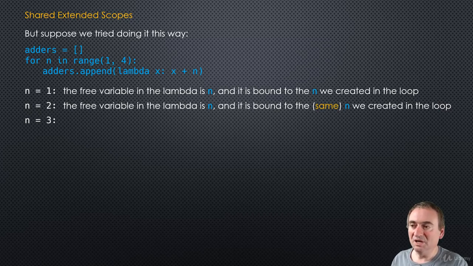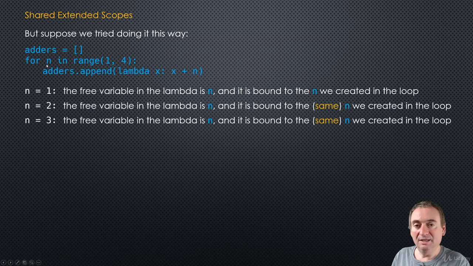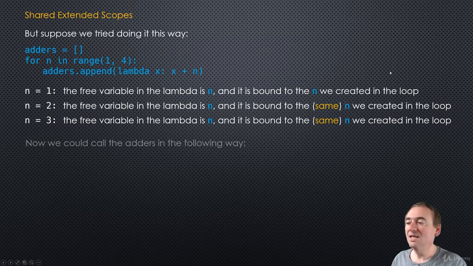And if you do that a third time, same thing happens. It's bound to the same n, which means it's bound to the same cell, but now the cell is pointing to a new value, n equals 3, because we changed the value of n in the external scope, the enclosing scope, to 3. So now we have three closures that each have this free variable n, all pointing to the same cell, and the n in the for loop is also pointing to the same cell. So now you can hopefully see the problem.